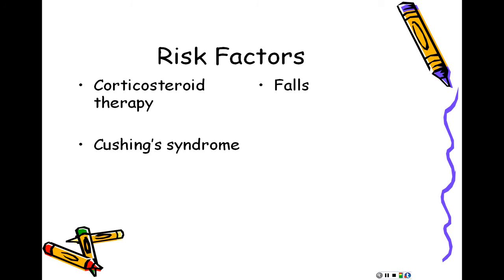Cushing's disease is a problem with one of our adrenal glands, and we'll talk more about that in an upcoming lecture. And also falls. We've already talked about falls predisposing a patient to fractures.